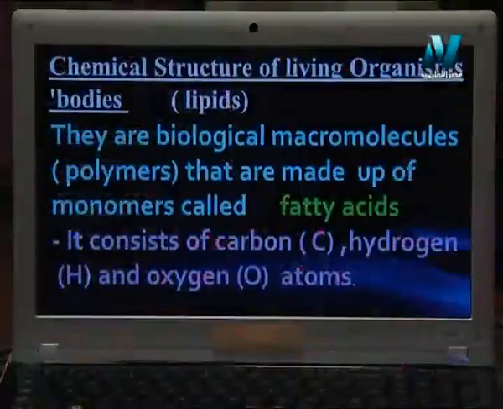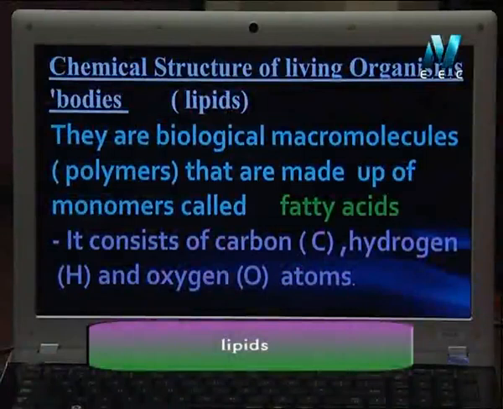We will continue talking about the biological macromolecules we studied before. These are big molecules made of carbon and hydrogen in their structure, because these are organic macromolecules. We have carbohydrates, which we studied last episode. Today we'll talk about lipids, the second type of biological macromolecules found inside your body. Their monomer is called fatty acids.